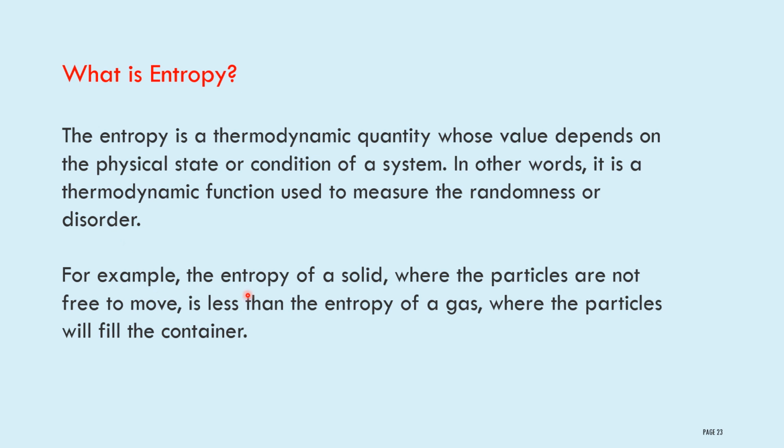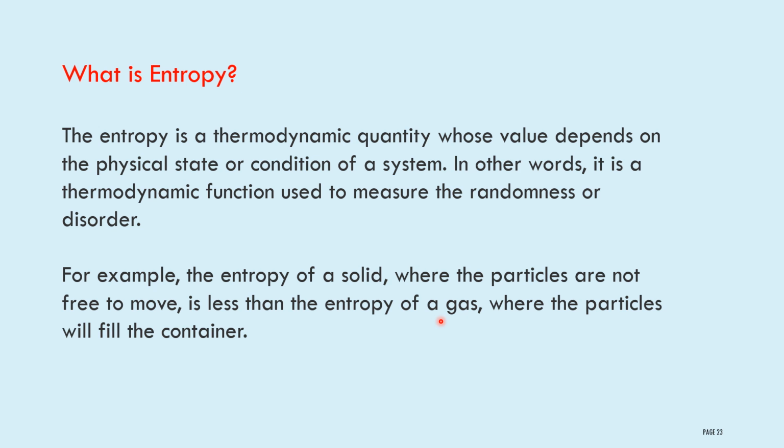For example, the entropy of a solid, where the particles are not free to move, is less than the entropy of a gas. Consider two states, one solid and another gas. In the solid state, all the particles are closely arranged to each other. There is no gap between the particles, and the particles do not move. Therefore, entropy will be less, because entropy is nothing but the randomness or disorder of the particles, that is, the movement of the particles within the system.